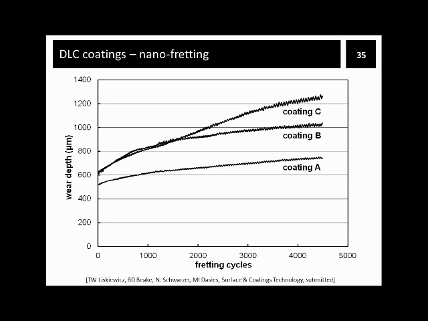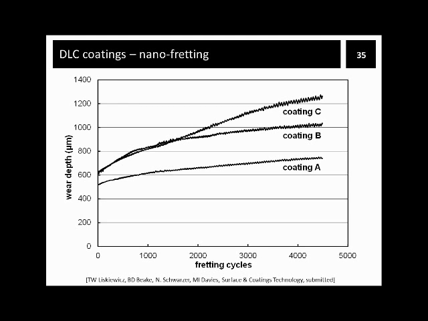And this is a summary of nanofretting wear depth for the 3 DLC coatings tested, really indicating a clear ranking of the coatings, with coating A experiencing significantly less wear than the other 2 coatings. Also, this ranking corresponds well to the H/E ratios established earlier, where coating A had the highest H/E coefficient.